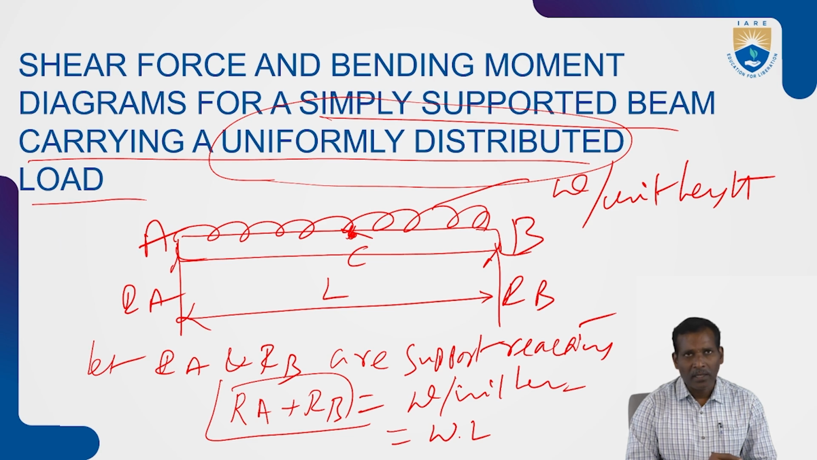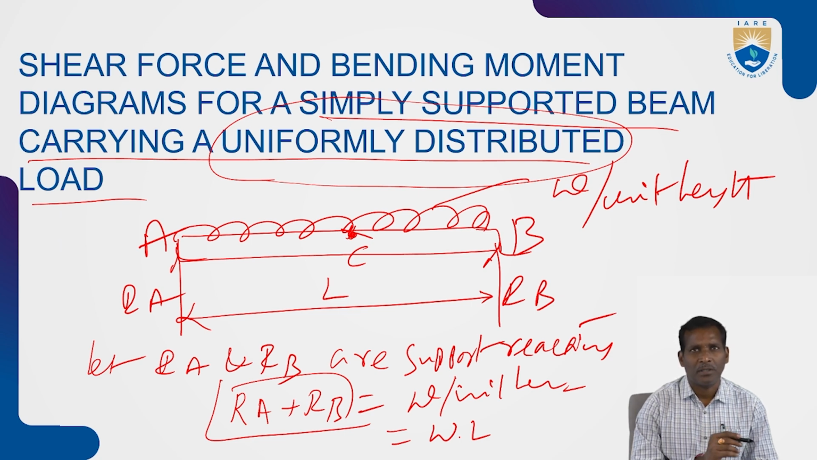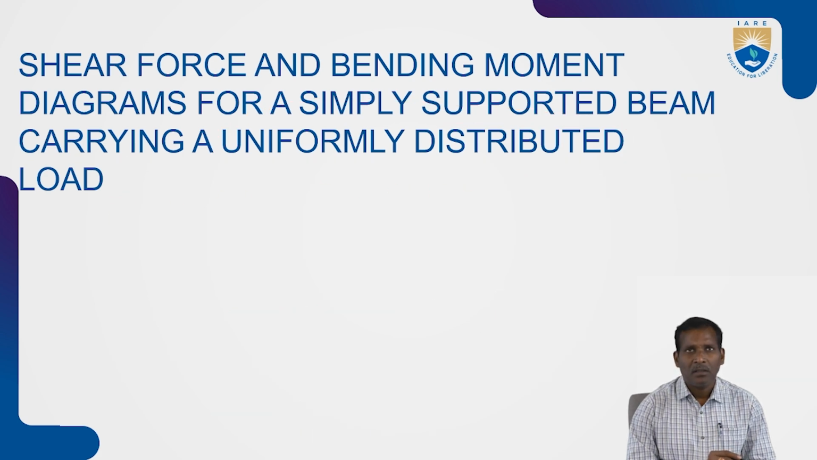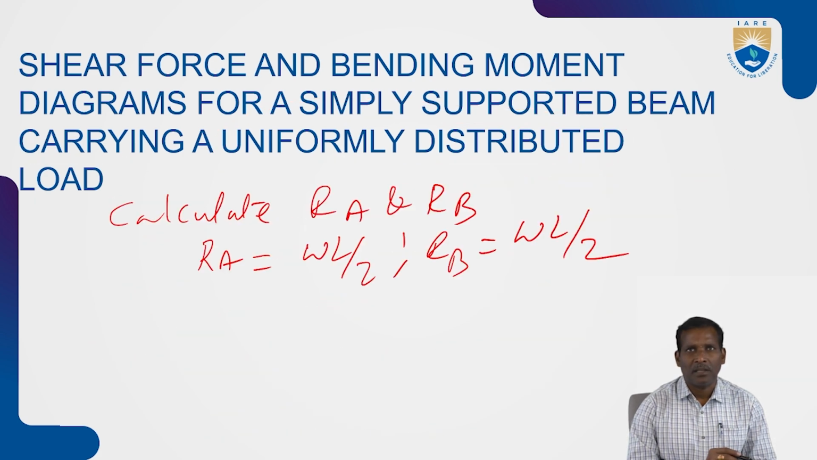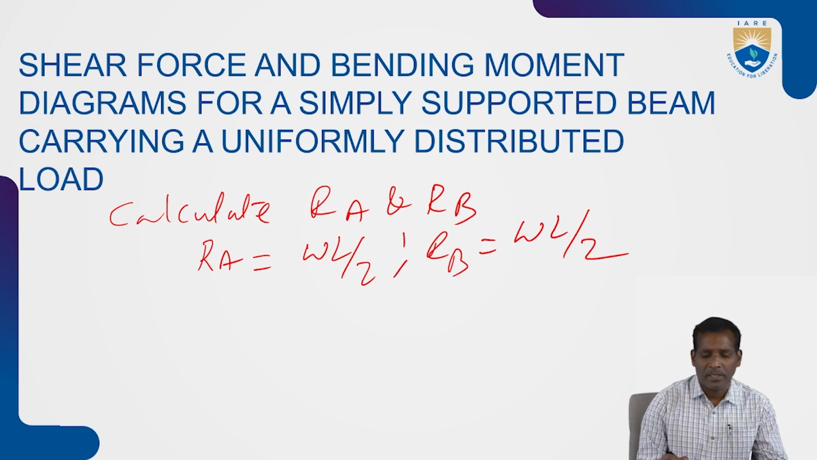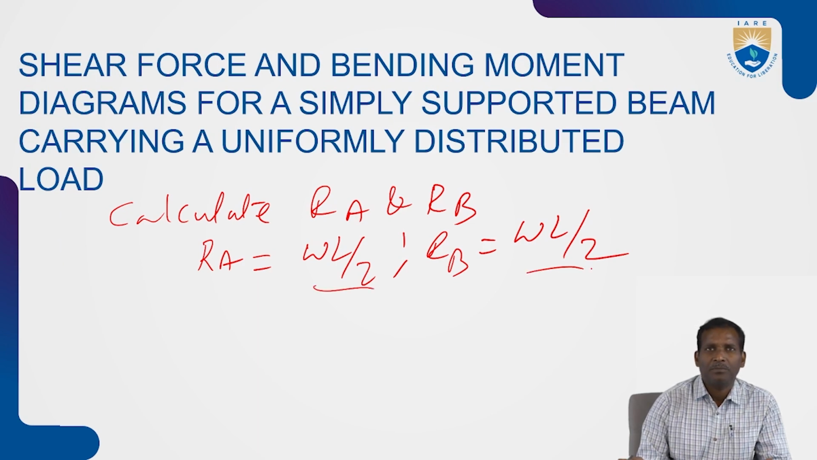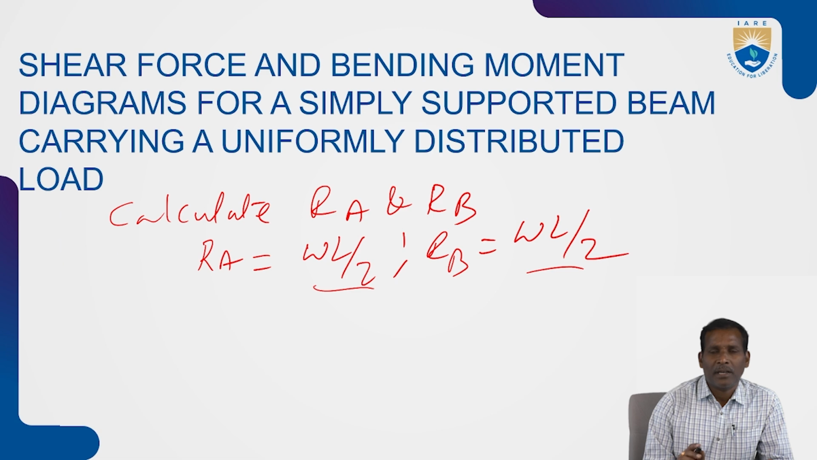So calculate the reaction forces RA and RB, taking moments of forces about A or about B, you can take. After calculation, we will get RA and RB, each equal to WL by 2.